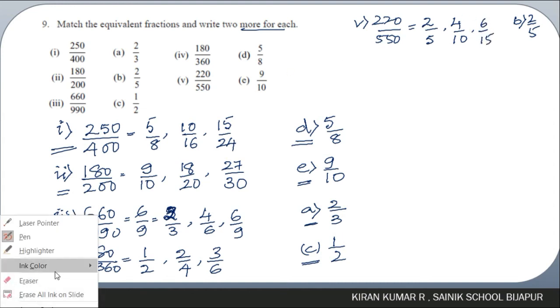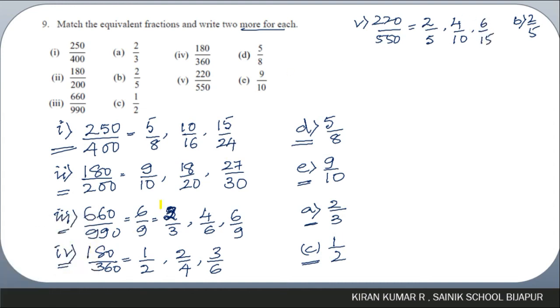So let me highlight only the 2 more equivalent fractions. These are the equivalent fractions which we have got by multiplying by 2 and also by 3.